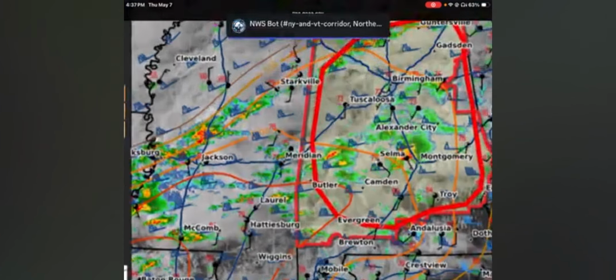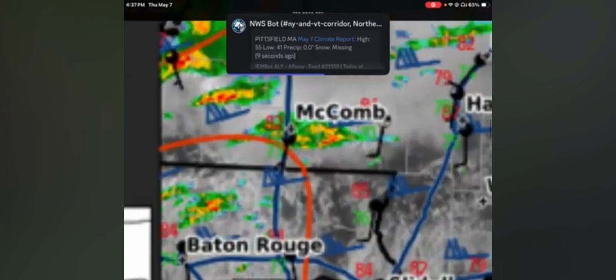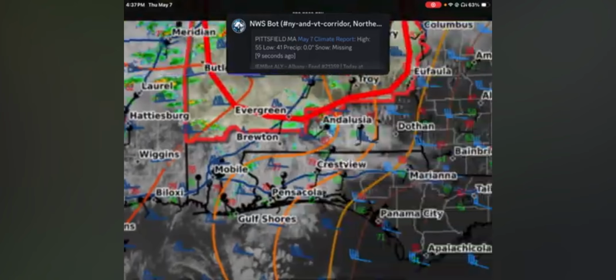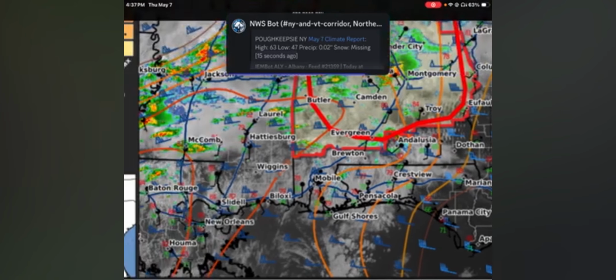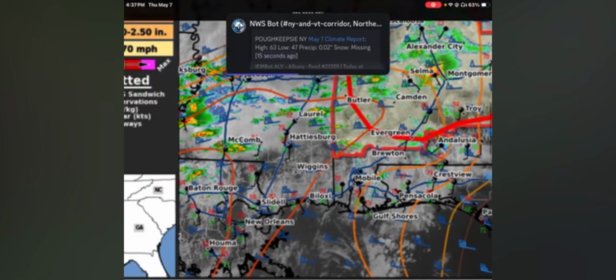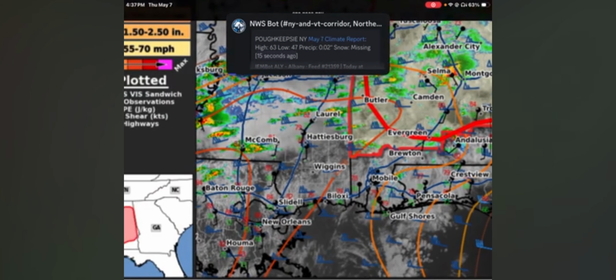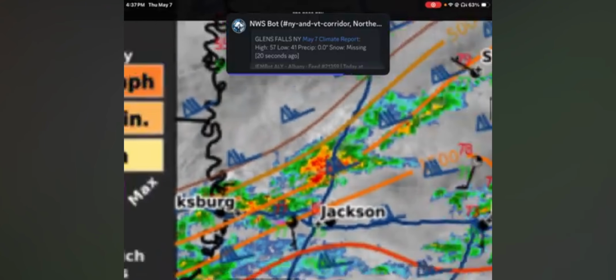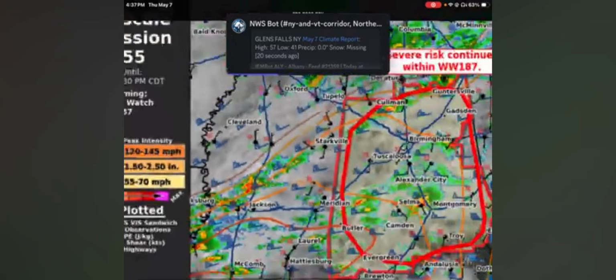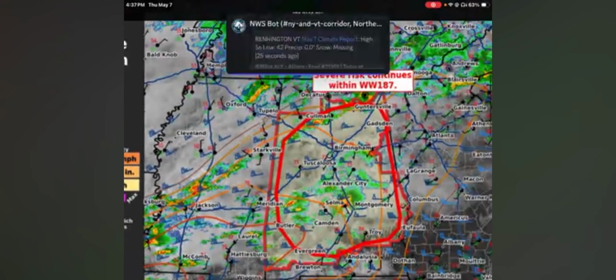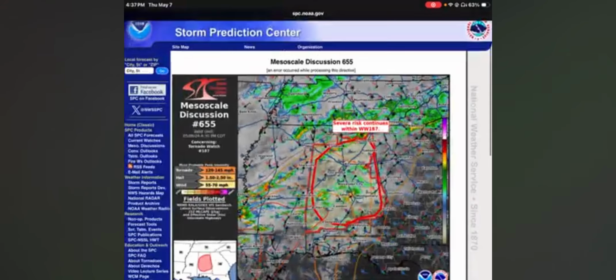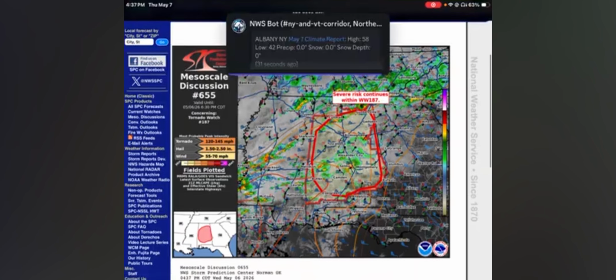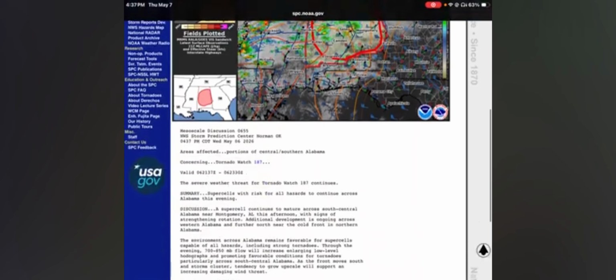So you can see the CAPE lines are these orange-yellow lines. Brown, then they become yellow, then orange, then kind of getting red. And these little weird shaped things are called wind barbs, and they detect the wind shear. So it says severe weather risk continues within Weather Watch number 187.